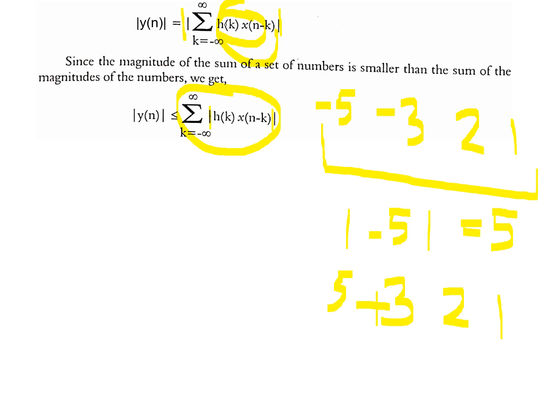What do I get if I add now? If I take the magnitude first, then add, I get 11. Am I right? 11. That is 5 plus 3, 8, 10, 11. But if I add first, then take the magnitude, I'll get 5. So there's a difference, isn't it? If there is a mixture of positive and negative numbers, there is a difference.